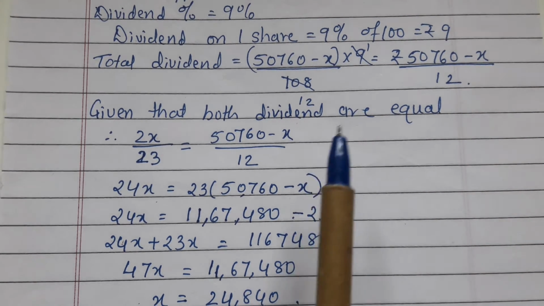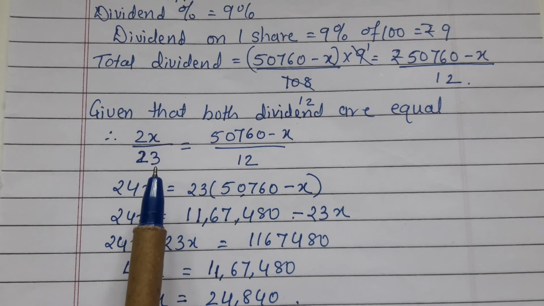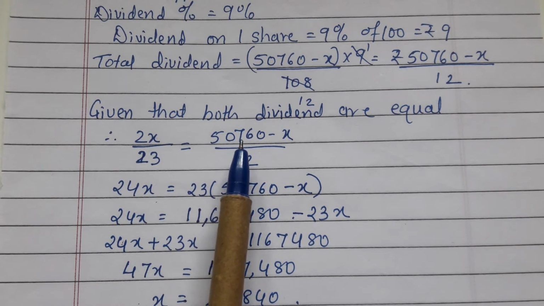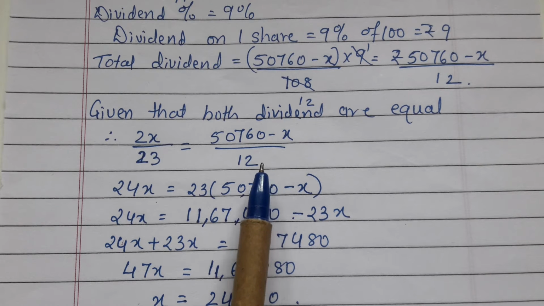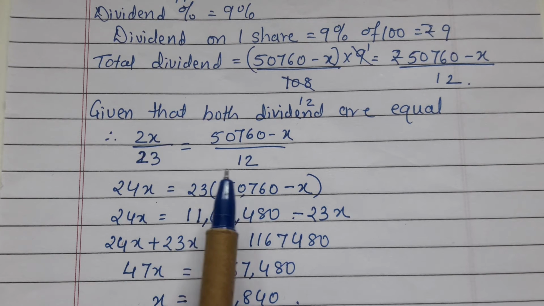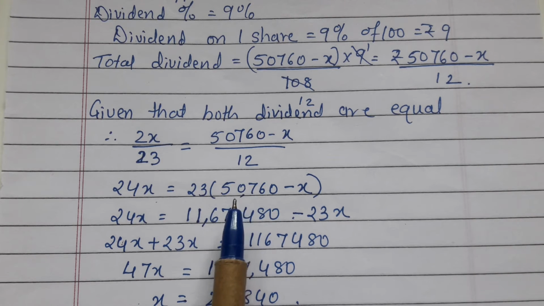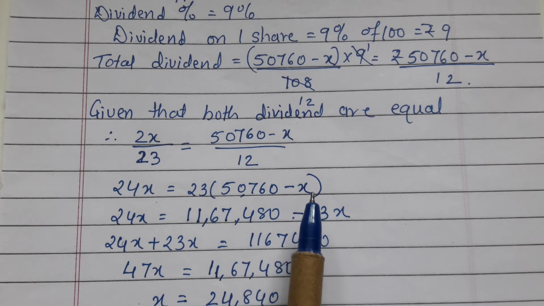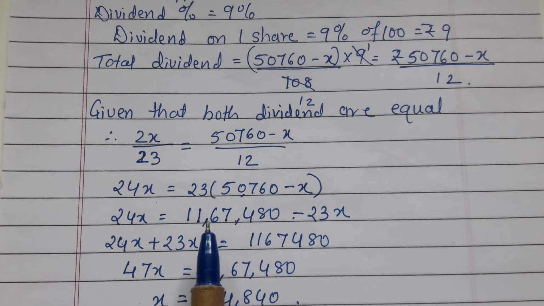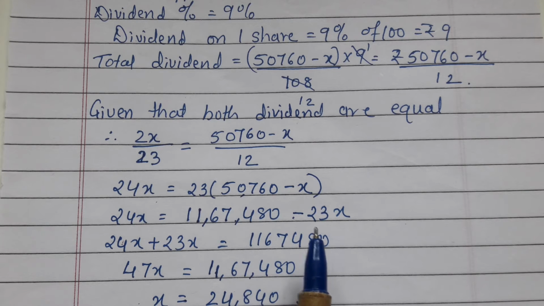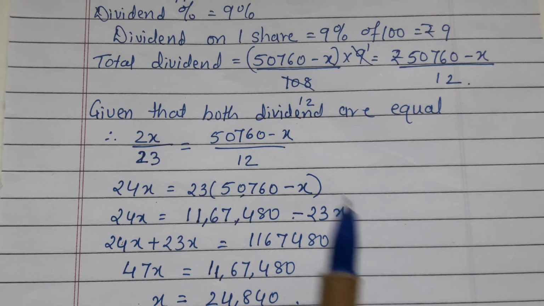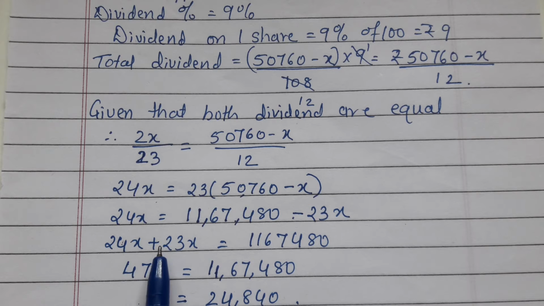Since both the dividends are equal, 2x upon 23 equal to 50,760 minus X upon 12. Cross multiply: 12 into 2x, 24x is equal to 23 into 50,760 minus x, that is equal to 11,67,480 minus 23x. 23x taken to the left, 24x plus 23x is 47x. 47x equal to 11,67,480.